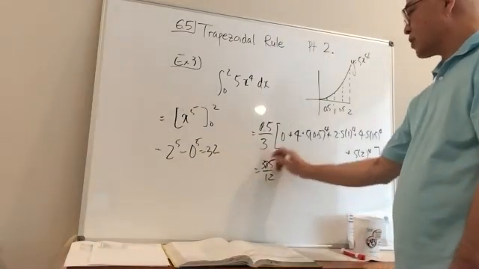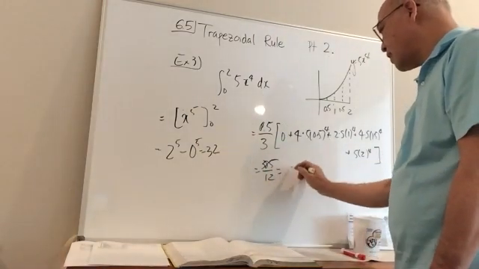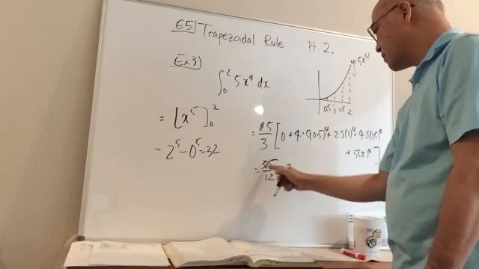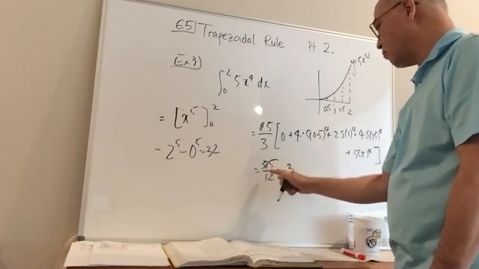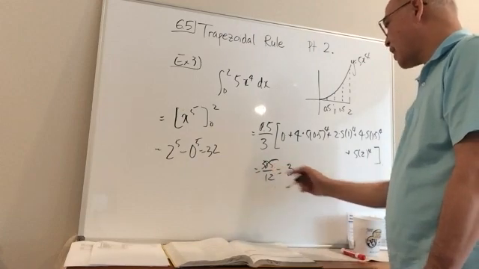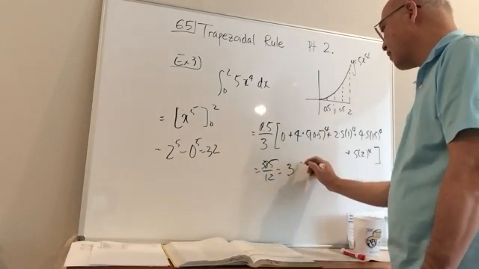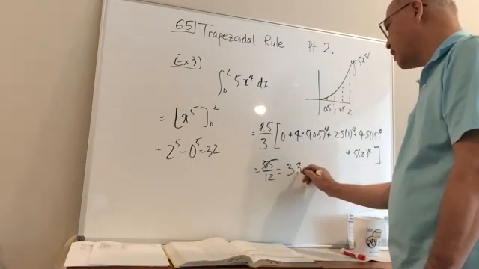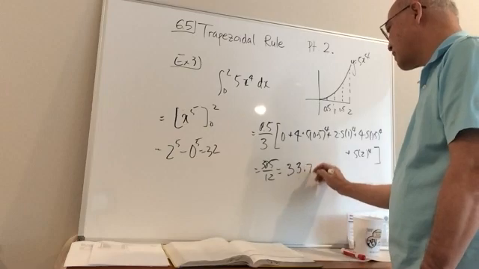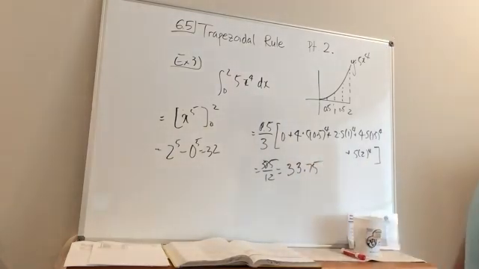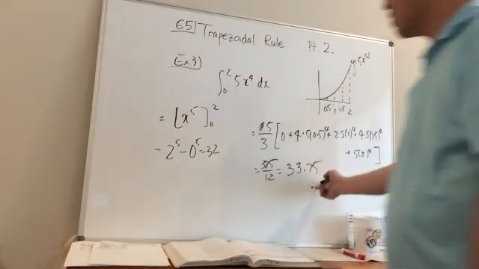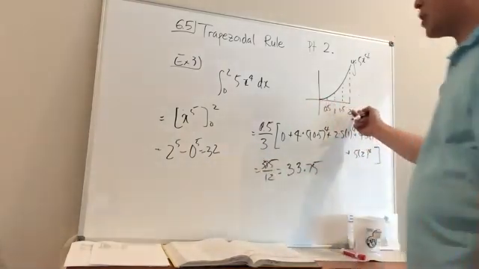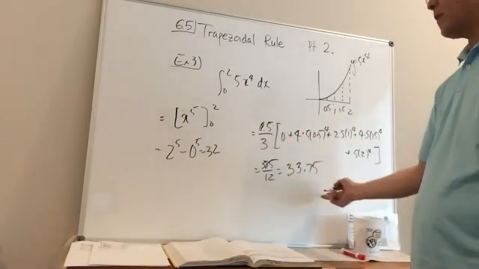So what do I get here? If I do this, I'm going to get about 33.75 versus 32. Again, even when I only do 4 strips, I'm pretty close here.